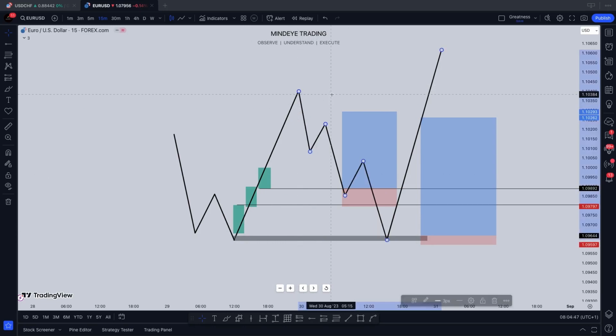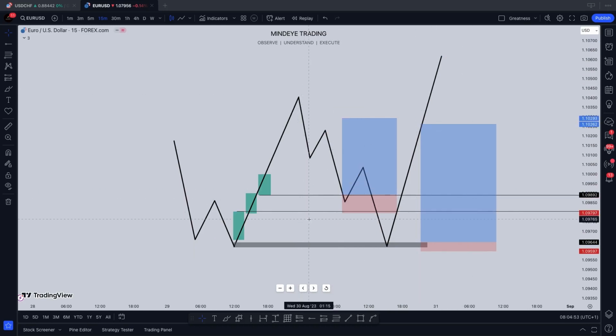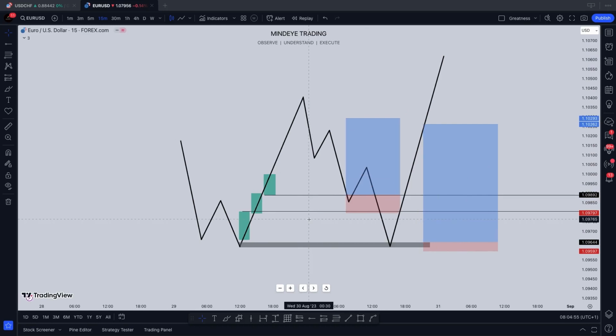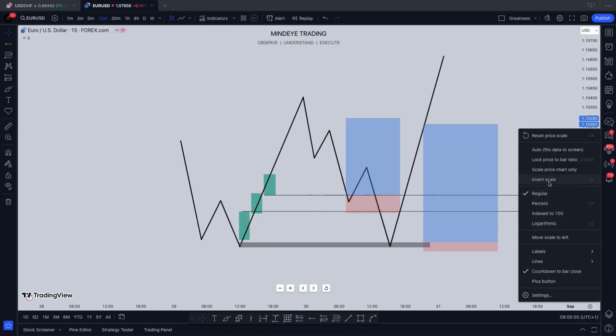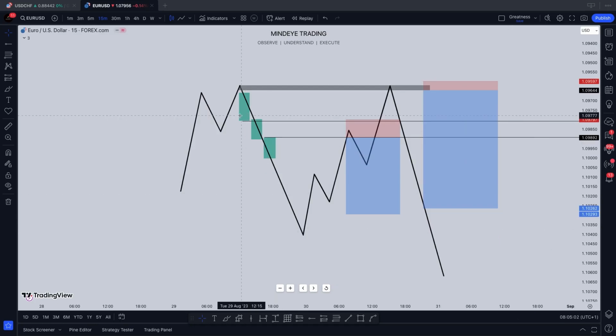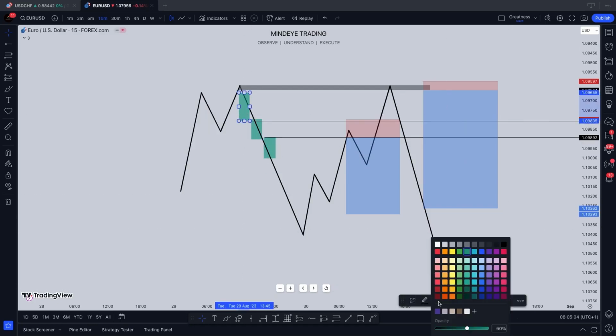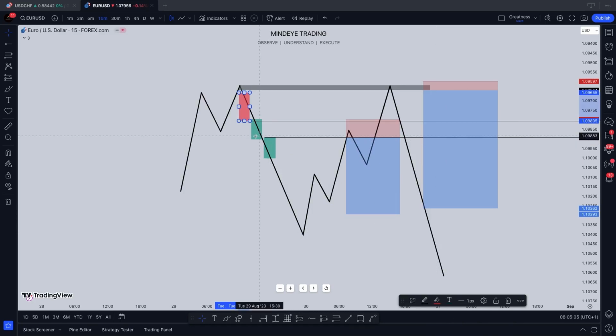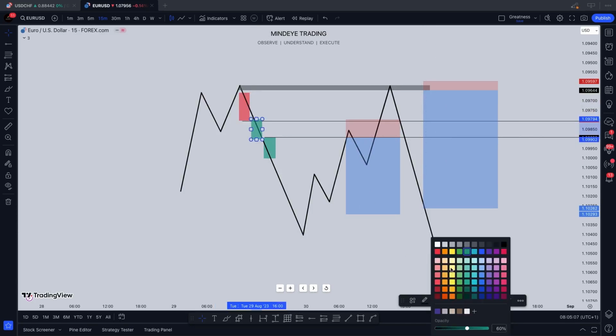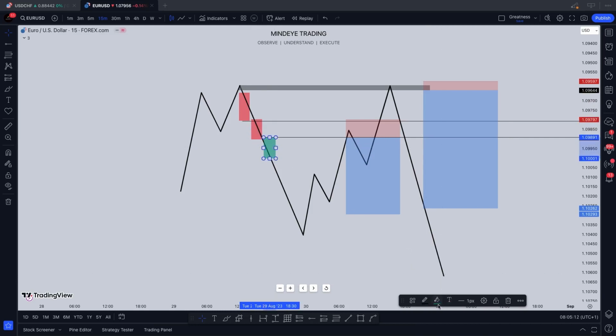But the message I want to pass with this video right now is to let you know that imbalance serves as an area of magnet that would most likely drag the market back. And the same for the opposite. Let me invert this and quickly change the colors of these candles to the popular candles we use, the red candles.